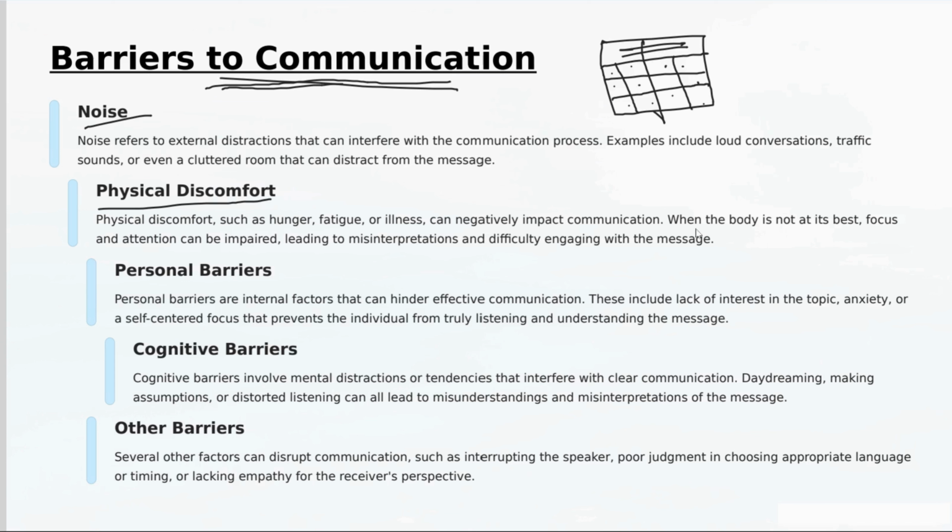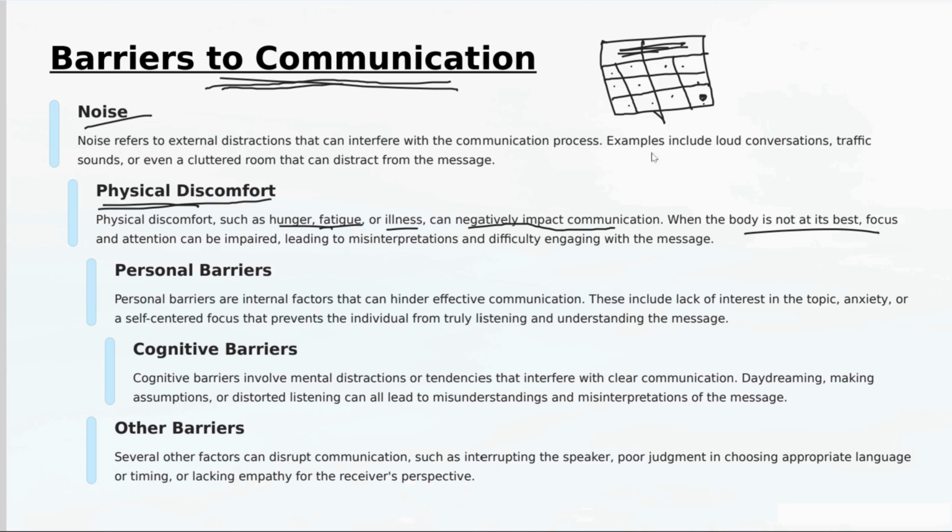So the physical body is not at its best because you are feeling hunger, you are feeling fatigue, or if someone is ill or negatively impacted. Suppose you are already so frustrated with your classmates or the bullying that you have been facing, or some issue at your internal level, the emotional burden that you have, so you are not able to fully get your lessons, right? That is also a time where you are so physically strained that you are not able to fully focus on the lesson.